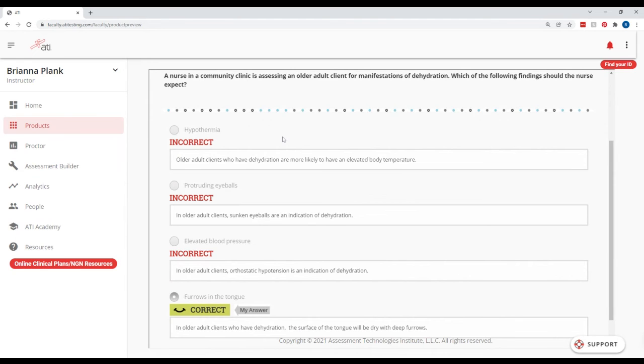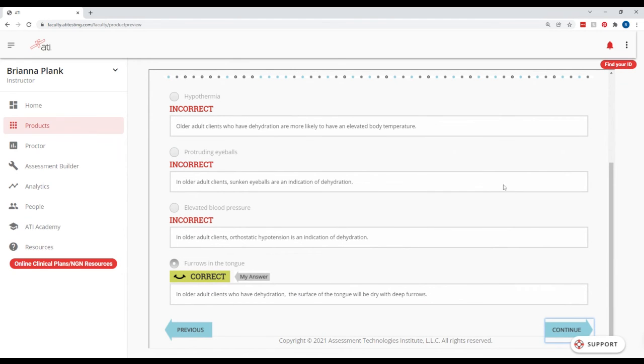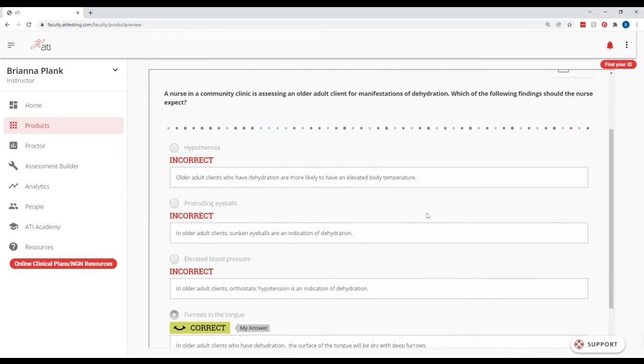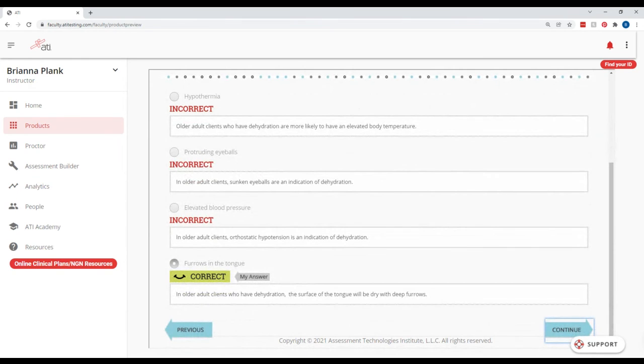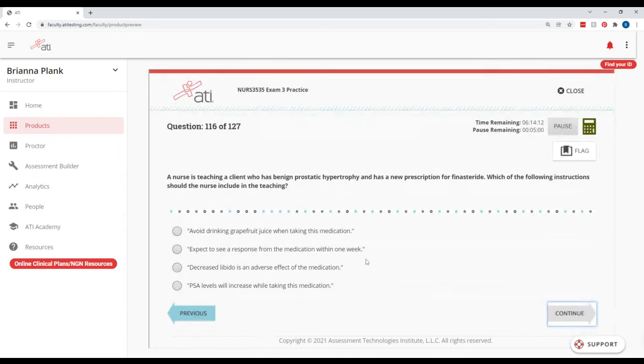We would expect hyperthermia, sunken eyeballs, decreased blood pressure. When we don't have enough fluid in our body, our blood pressure is going to be low, right? It's not going to be too high. Furrows on the tongue. Our tongue is dry. Mucous membranes are dry. Furrows.